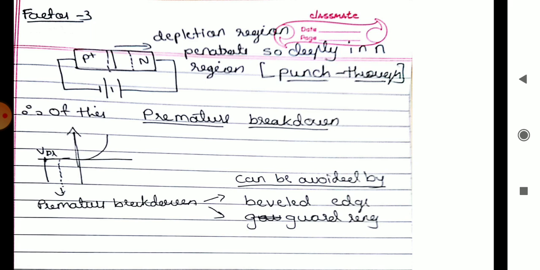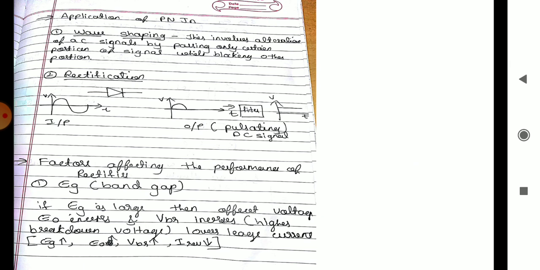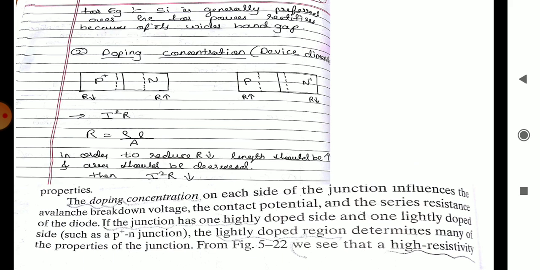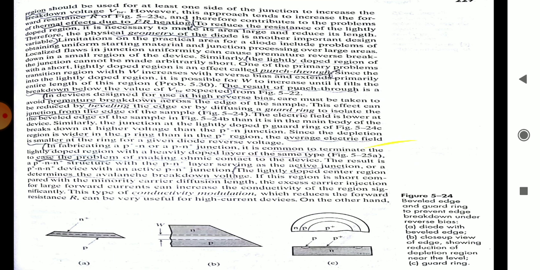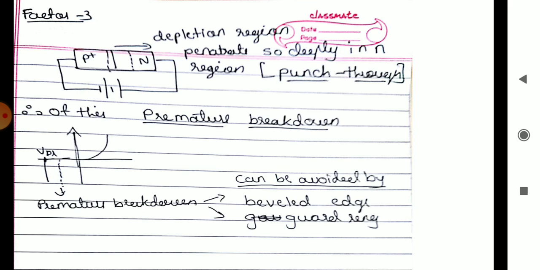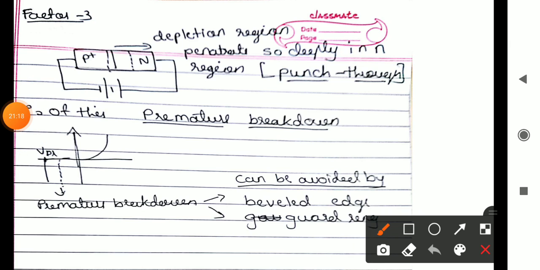The third factor. The first factor which affects the rectification is band gap, the second factor is device dimension, and the third factor is punch through as well as premature breakdown. So again we call this doping concentration only. How doping concentration plays an important role in the third factor is, consider a heavily doped P region and a lightly doped N region.